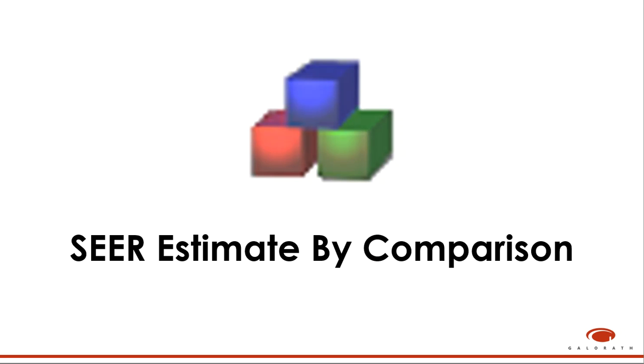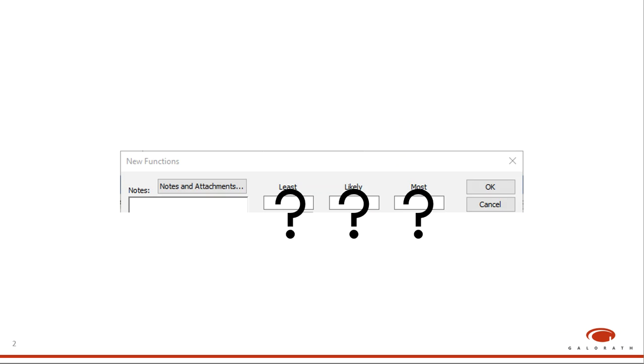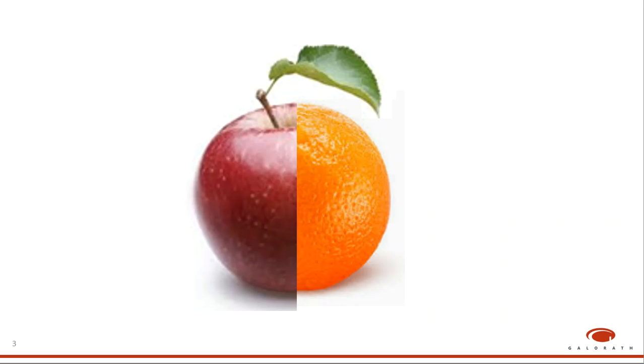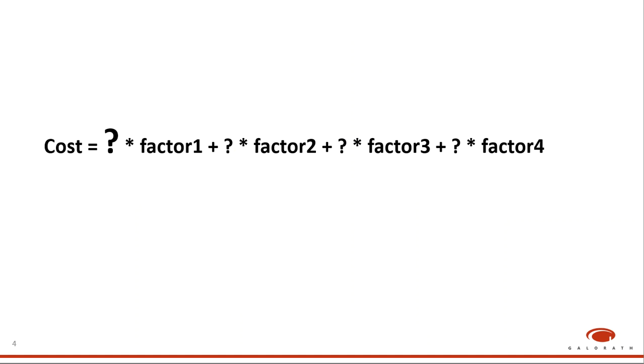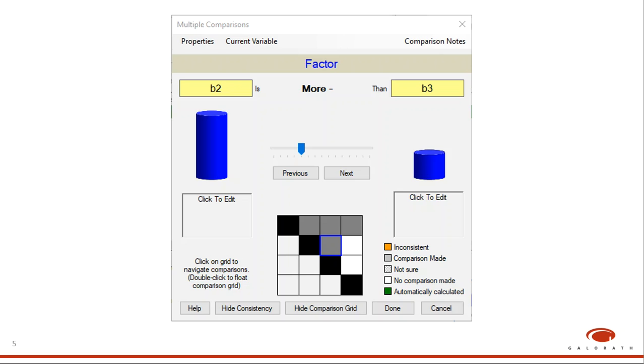SEER estimate by comparison, or SEER compare for short, lets you obtain accurate inputs for other SEER tools, estimates in scenarios that SEER tools don't reach, and it brings innovative solutions to cost analysts. SEER compare asks the user to make comparisons between what you know and what you don't.